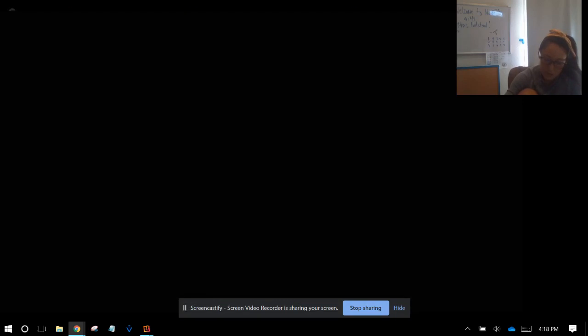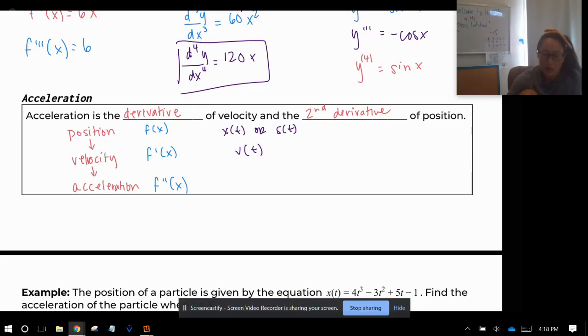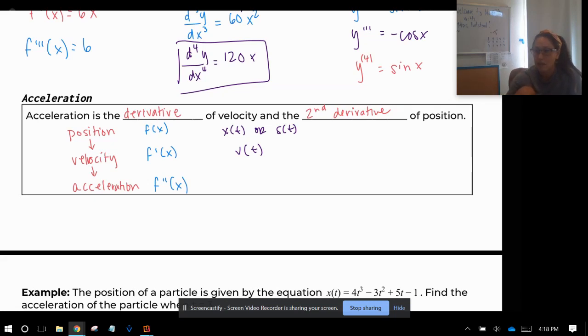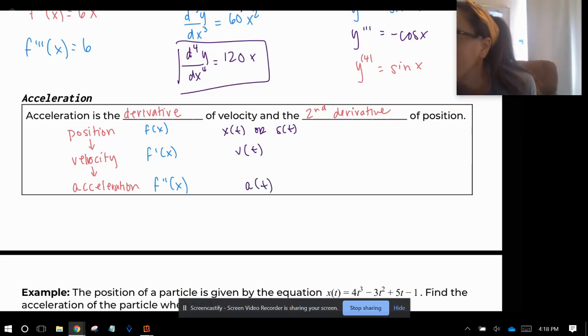Okay, we can call the derivative of x of t v of t, so we don't have to say x prime of t. We can just say v of t, and we'll know that it's velocity. Again, I don't have to say x double prime of t. I can just say that the name of the acceleration function is a of t.